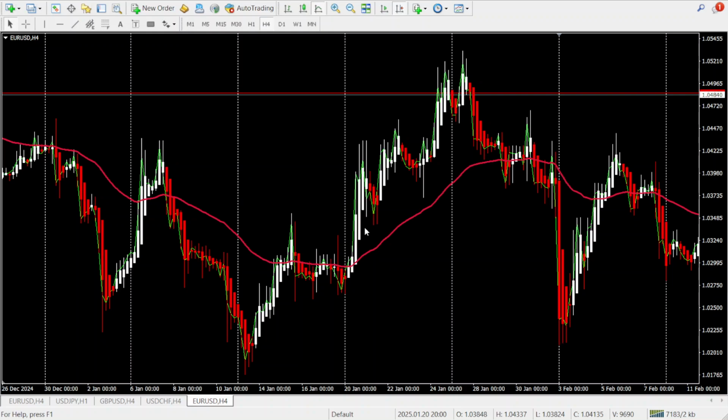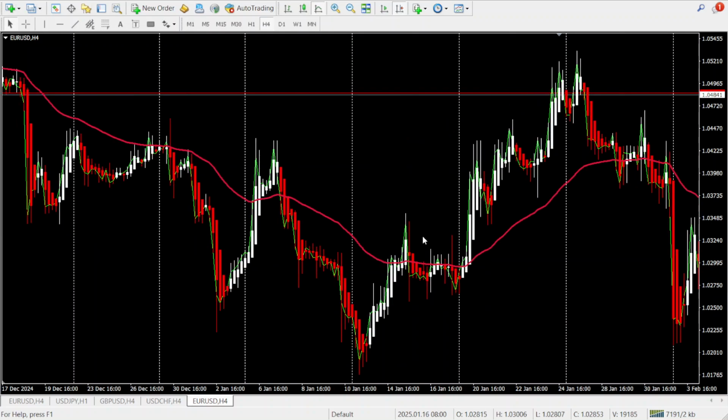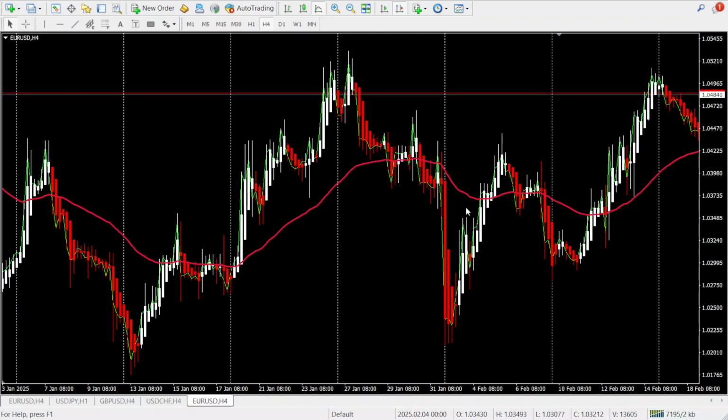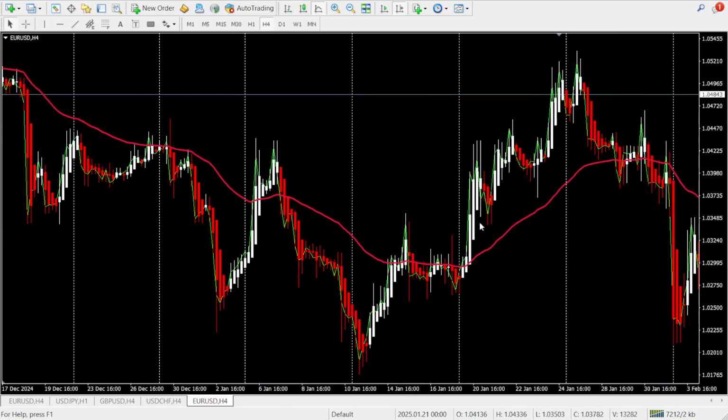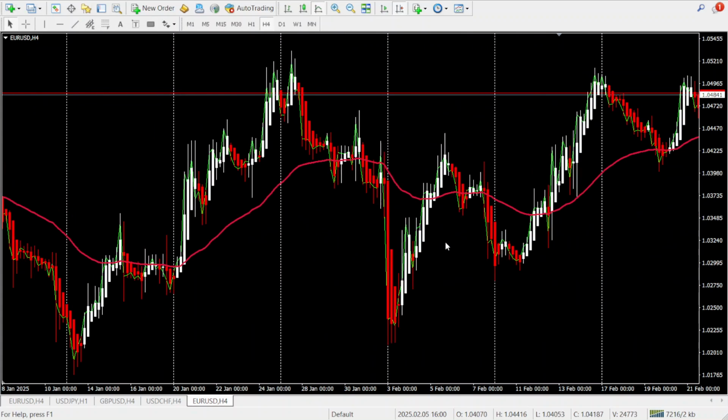And conversely, if the price is below the 50 EMA and you notice that the Heiken Ashi candles are red, that is a strong confirmation that the trend is down. So in an uptrend, you'll be looking for buy opportunities, and in a downtrend, you'll be looking for sell opportunities.